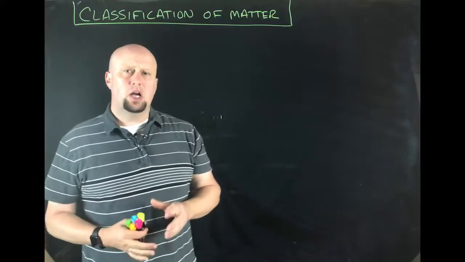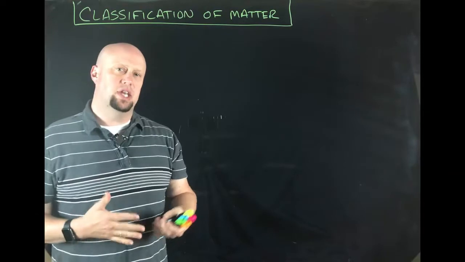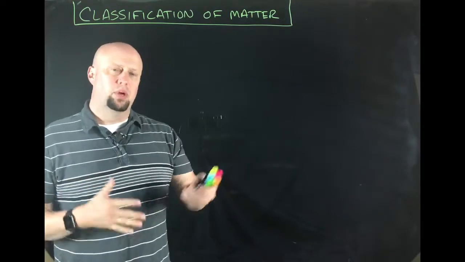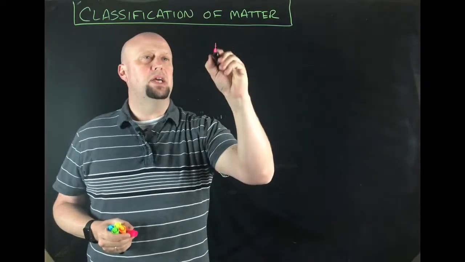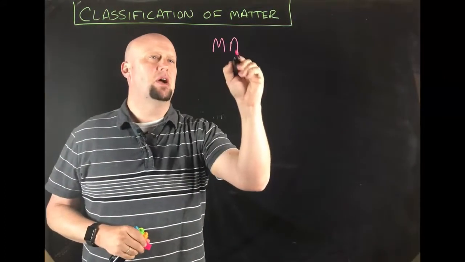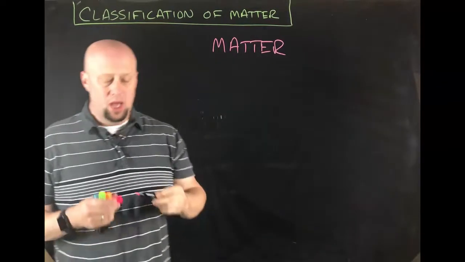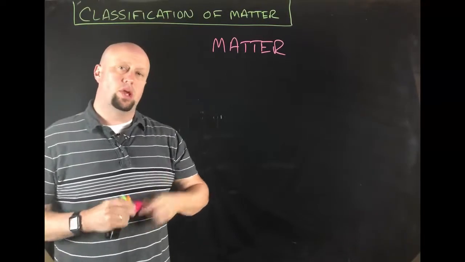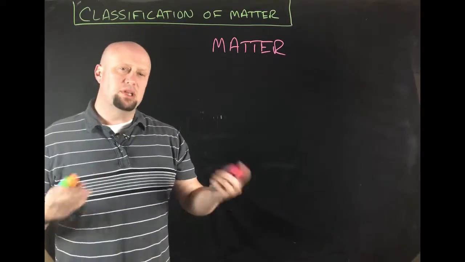Kiddos, today we're going to talk about classification of matter. What classification of matter means is that we're going to take matter, and remember we talked about matter in our last video, and of course matter is anything that has mass and takes up space. Remember that means just about everything to us, not really everything. Energy, light, those things don't really qualify into our traditional definitions, at least of matter. But pretty much everything else is.